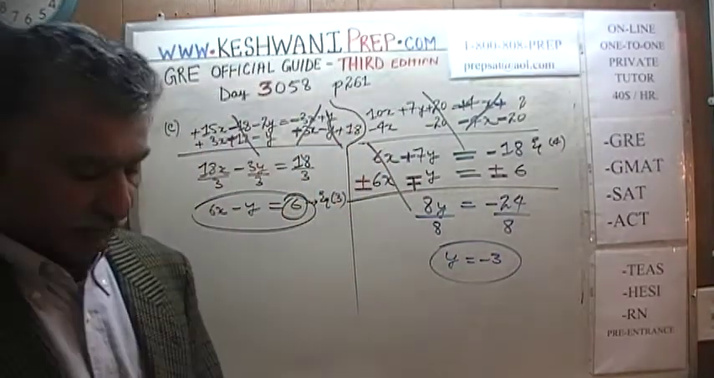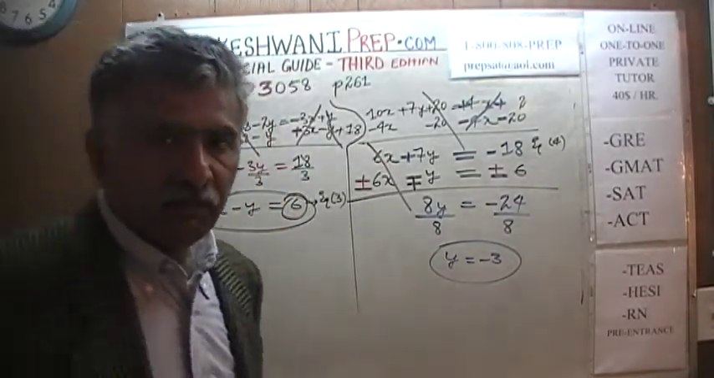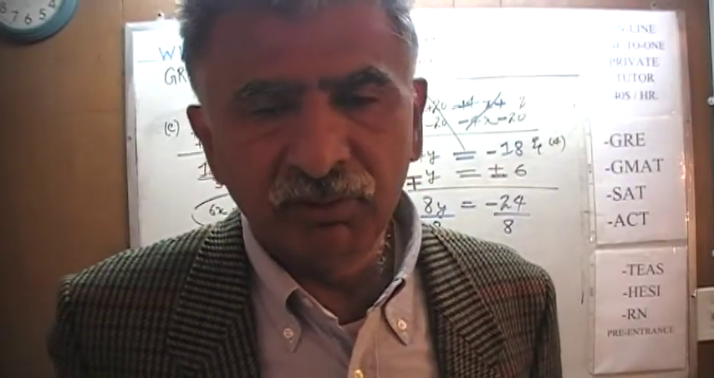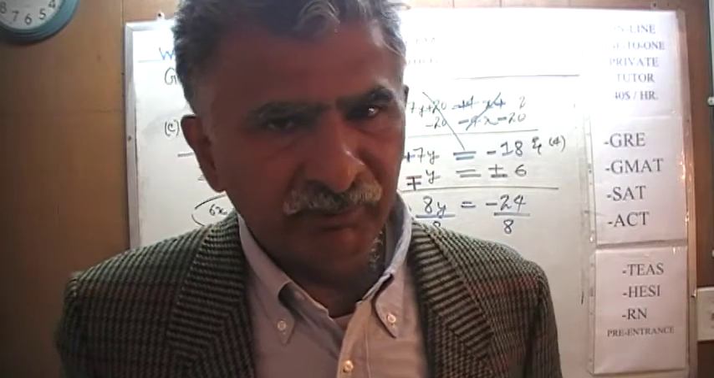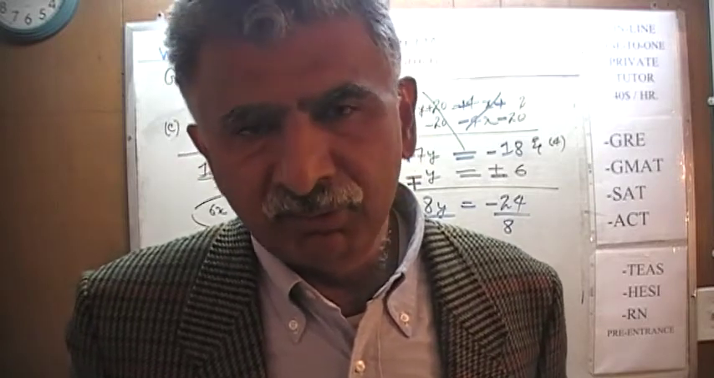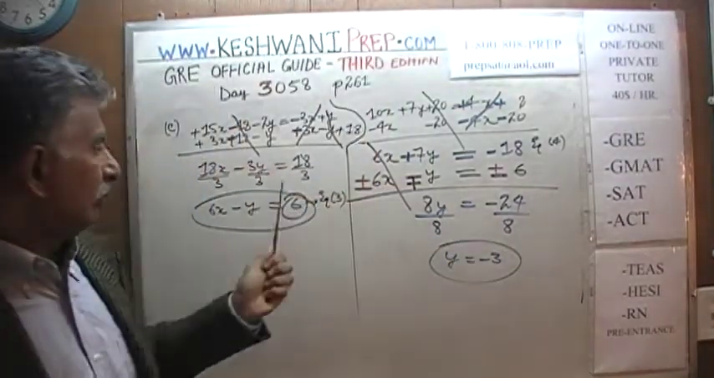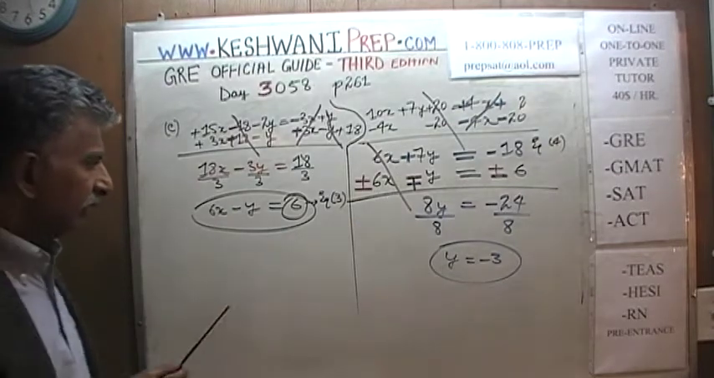Once we have the value of one variable, we can find the value of the other variable very easily by substituting the value of y in any of the equations that we have. We have equation 1, equation 3. Equation 3 is simply the derivation of equation 1. So obviously we're going to work with equation 3 or equation 4, because why work with the complicated form when we can work with the simpler form, either equation 3 or equation 4. Let's put it in equation 3.